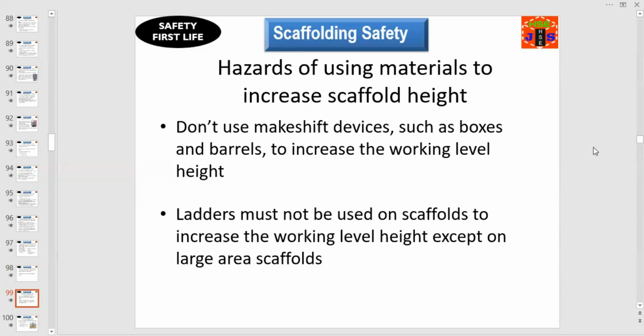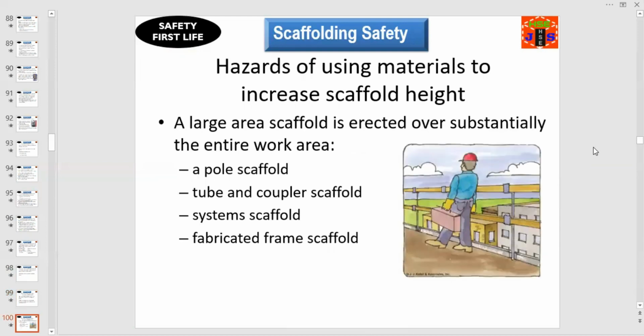There is also a possibility of hazards from using materials to increase scaffold height. Remember, don't use makeshift devices such as boxes and barrels to increase the working level height. Ladders must not be used on scaffolds to increase the working level height except on large area scaffolds. A large area scaffold is erected over substantially the entire work area.